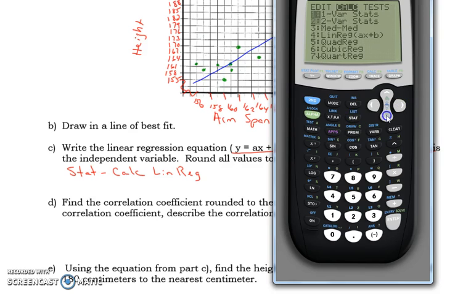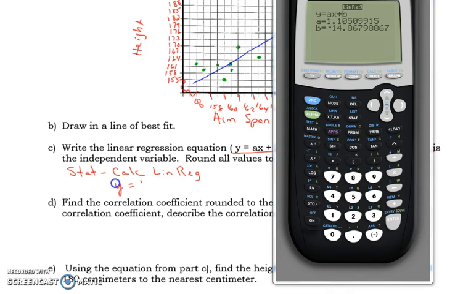I'm going to do stat calc linear regression. All the data is in L1 and L2. We're not going to worry about a frequency list or storing the equation. And we get y equals 1.105x minus 14.868. Remember, we're rounding all the values to the nearest thousandth.